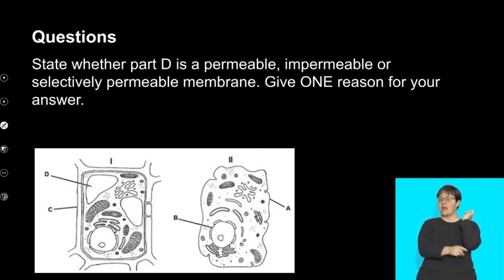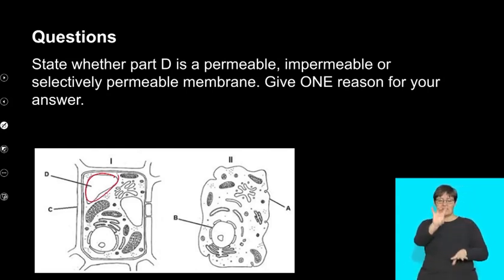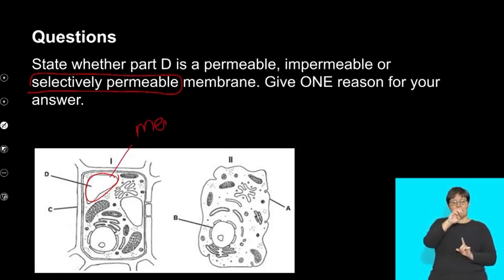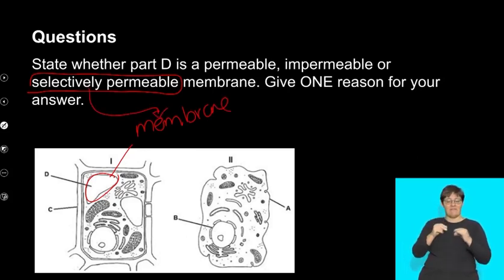Now the last question before we run out of time says, state whether part D, that's my vacuole, is a permeable, impermeable, or selectively permeable membrane. Guys, it's selectively permeable, and the why is because it is surrounded by a membrane. And what do we know in our cell? That all our membranes are going to be selectively permeable.